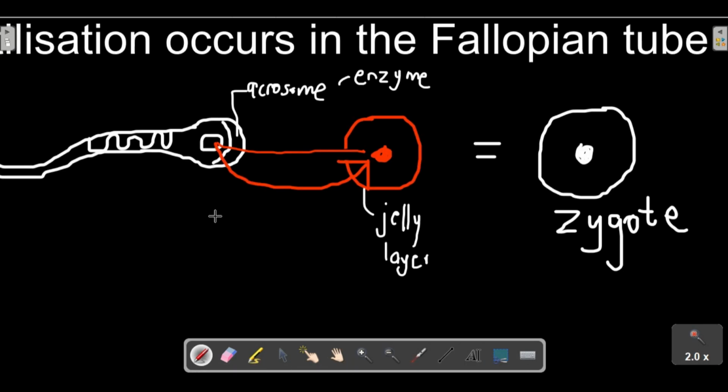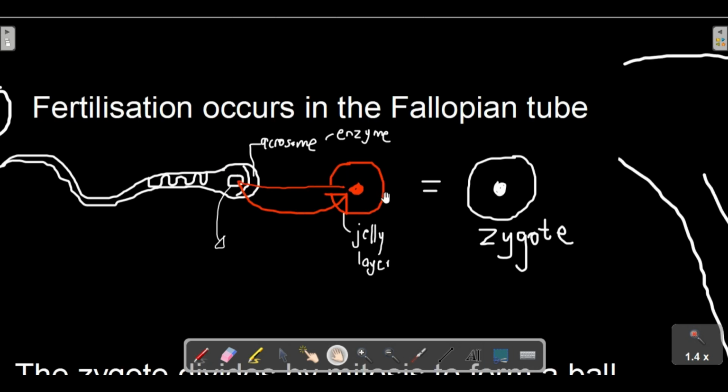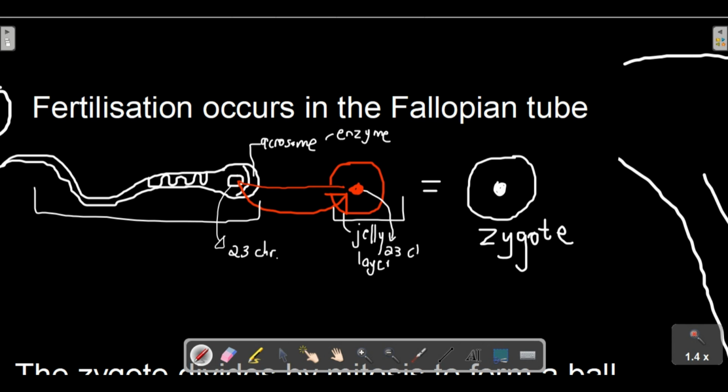Now, if you remember well, in meiosis, gametes, which are the products of meiosis, have 23 chromosomes. Each gamete, in this case the sperm cell, has 23 chromosomes inside its nucleus, and the egg cell's nucleus has 23 chromosomes as well. Now 23 chromosomes from the nucleus of the sperm cell and 23 chromosomes from the nucleus of the egg cell will form, of course, a total of 46 chromosomes.